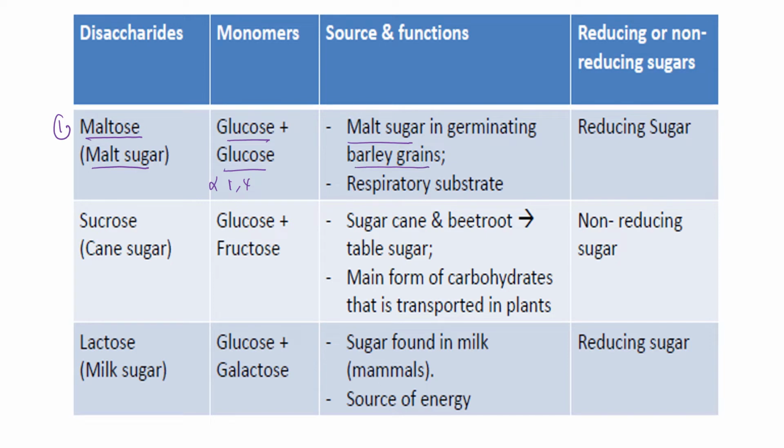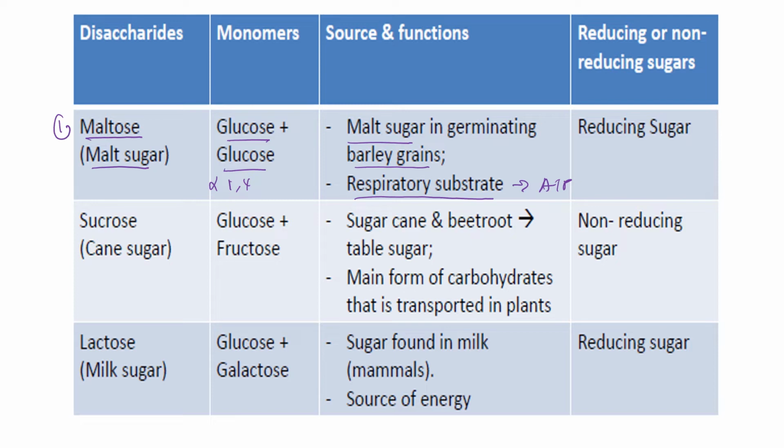And then this maltose sugar can function as a respiratory substrate. What does it mean? It means that the maltose can be a source of fuel for cellular respiration to use to synthesize ATP, which is the energy currency for the cell to do cellular work. Okay, respiratory substrate. So maltose can be used in cellular respiration to generate energy.